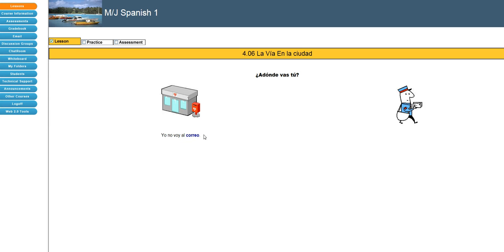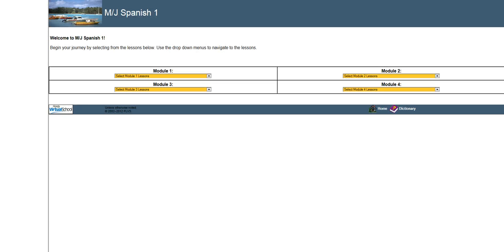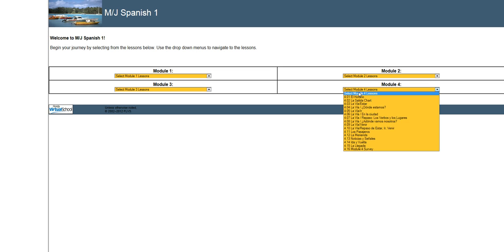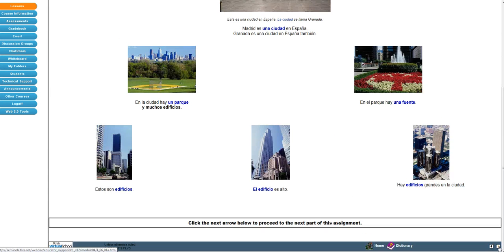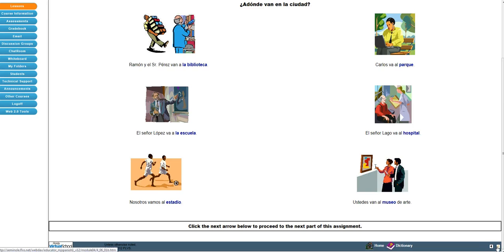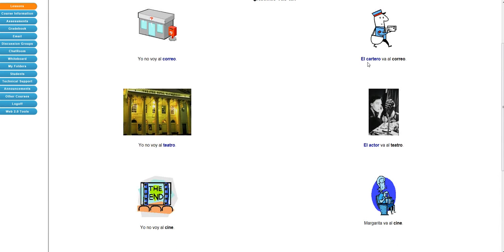So we've got yo no voy al correo right here. Now, you may not go to the post office anymore, but that's what they look like. Okay. You've got a postmaster or what are they called? A letter carrier right here. And so you've got somebody that delivers the mail. Oops, and it looks like it kicked me out there for a second. We're going to go back there. Okay, so we're going to keep going through and get back where we were. Okay, so cartero is a mail carrier.